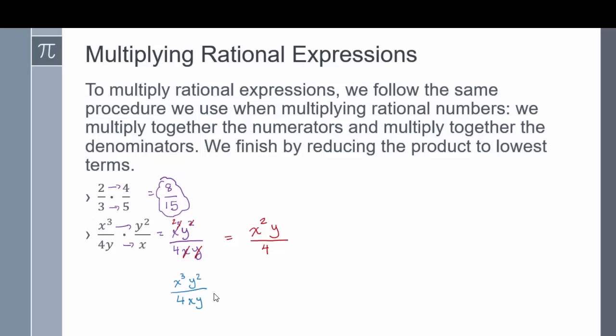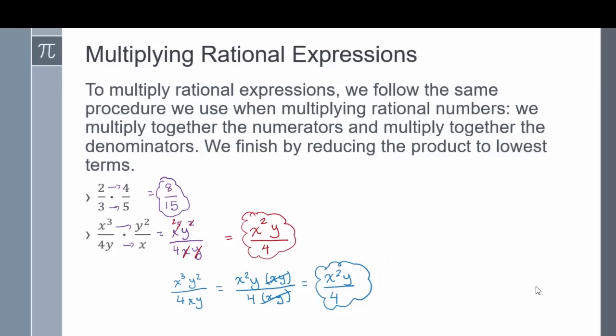Another way of simplifying x cubed y squared divided by 4xy is noticing that I have an x and a y that I can factor out to cancel with the x and y in the denominator. So I can rewrite this as x squared y times xy, because x times x squared gives me x cubed, y times y gives me y squared, divided by 4xy. Notice that I have an xy in common in the numerator and denominator. xy divided by xy is 1, giving us x squared y divided by 4.